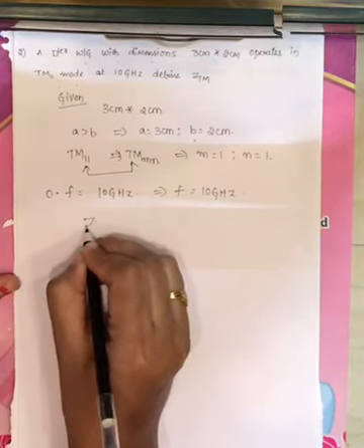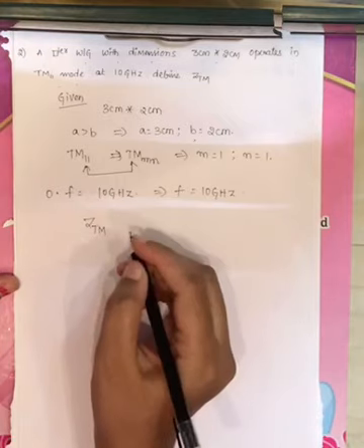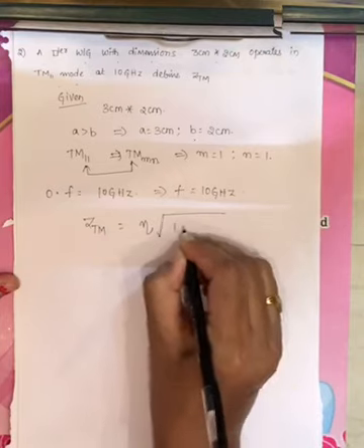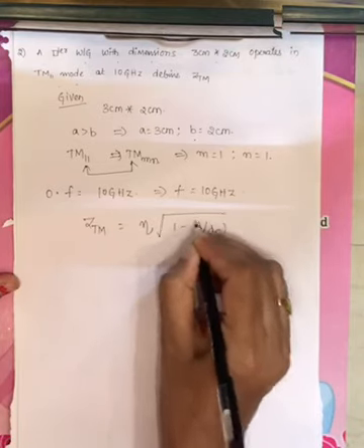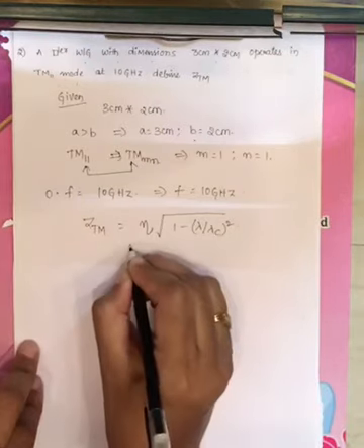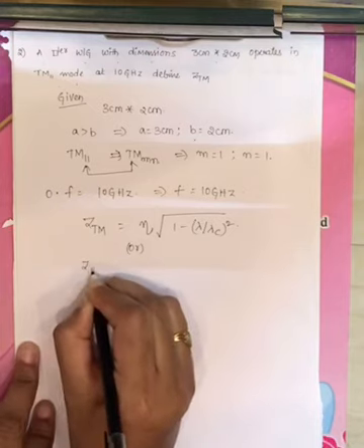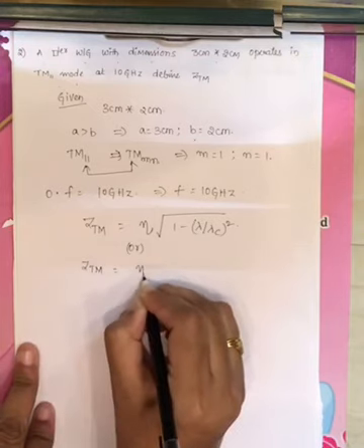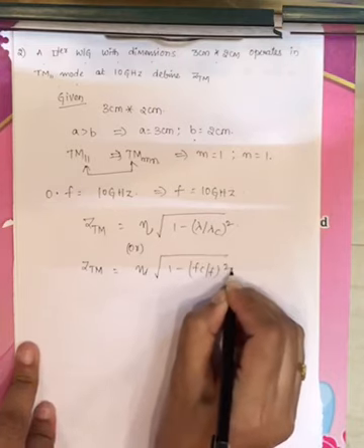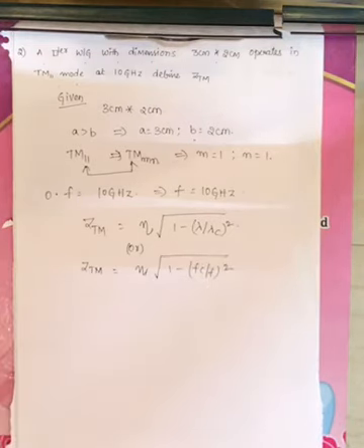Now you have to find out the wave impedance of the TM11 mode. Now what is the expression? ZTM is nothing but eta into under root of 1 minus (lambda by lambda c) whole square, or ZTM equals eta into under root of 1 minus (fc by f) whole square. Either you can go through wavelength, by calculating wavelength values, or you can go through calculating fc values, right?